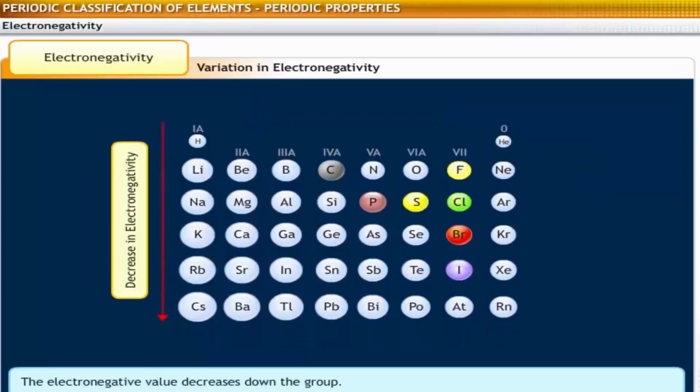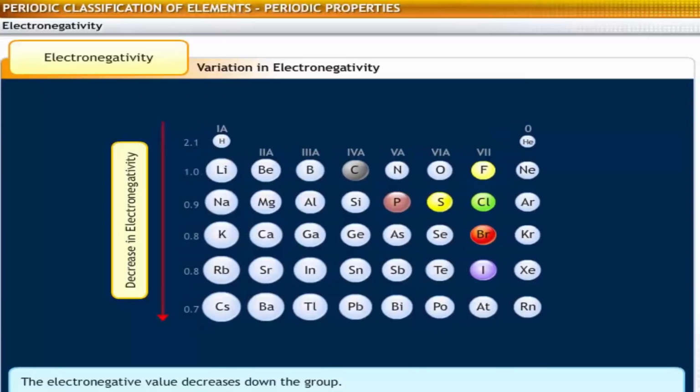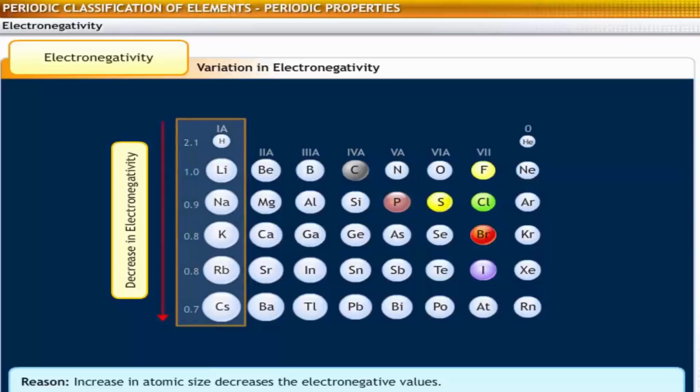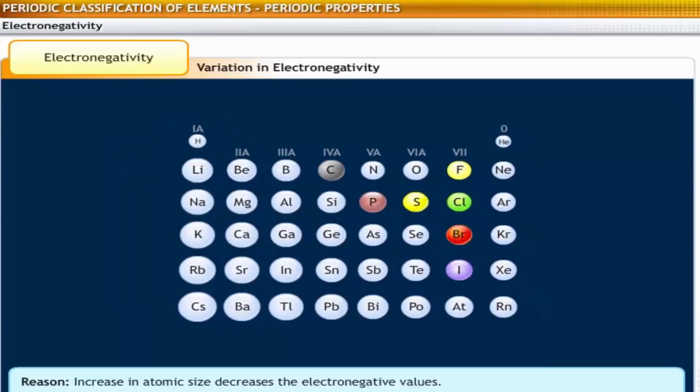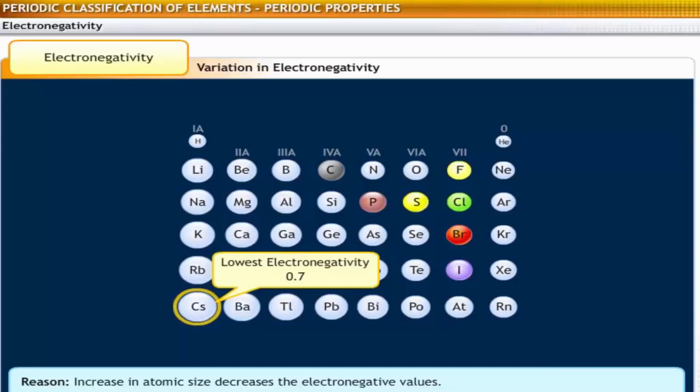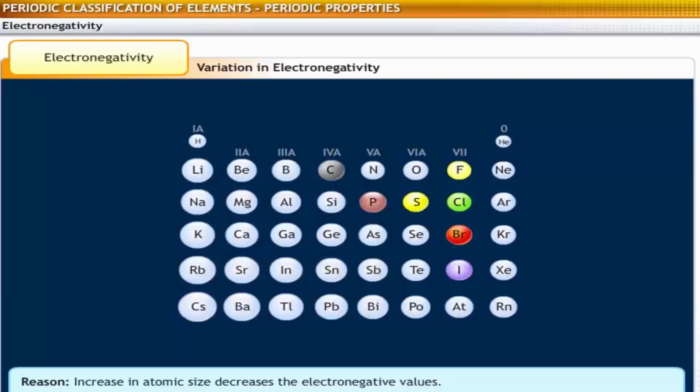Down a group, the tendency to attract the electron pair, or electronegativity, decreases as atomic size increases. In the periodic table, alkali metals possess very low electronegativity values. Cesium has the lowest electronegative value of 0.7.